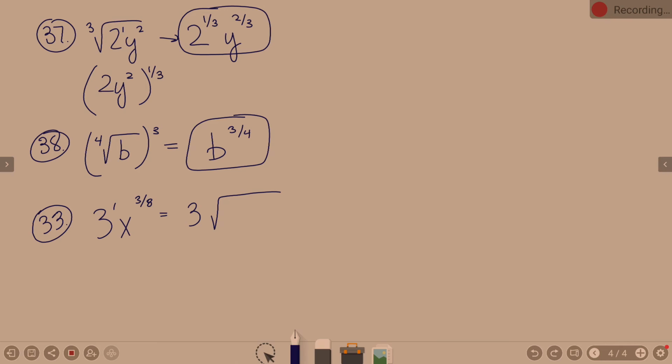X to the 3/8? Well, you've got a 50-50 shot. Is my root a cube root or an 8th root? 8's in the denominator, so it's an 8th root. The 3 is in the power. Okay? Know which way to go there.